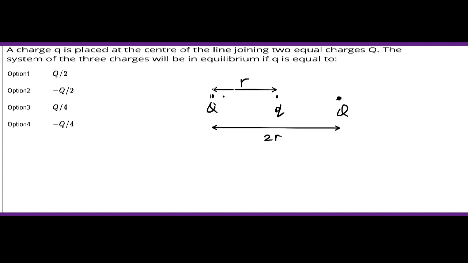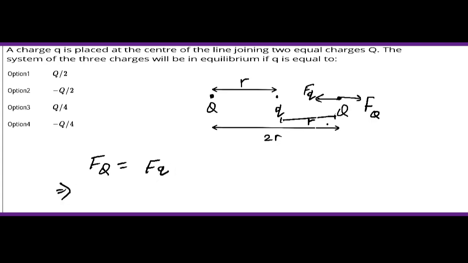Then if this capital Q charge is in equilibrium, the whole system will remain in equilibrium. The force on this capital Q because of the other capital Q will be like this, let's say F Q. And because of this small q, there should be an attracting force in this direction to balance the force of capital Q. Let's say this is F small q. Since this distance is also r, we will equate F capital Q to F small q.